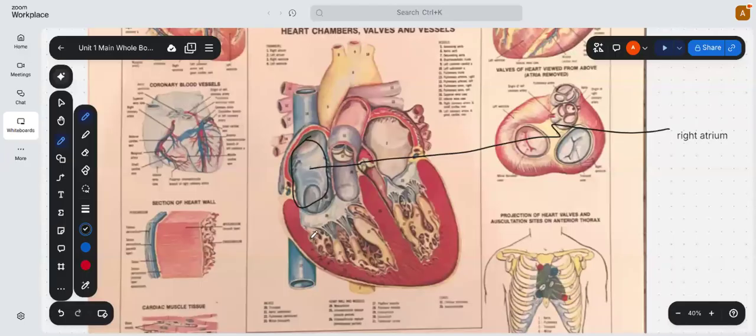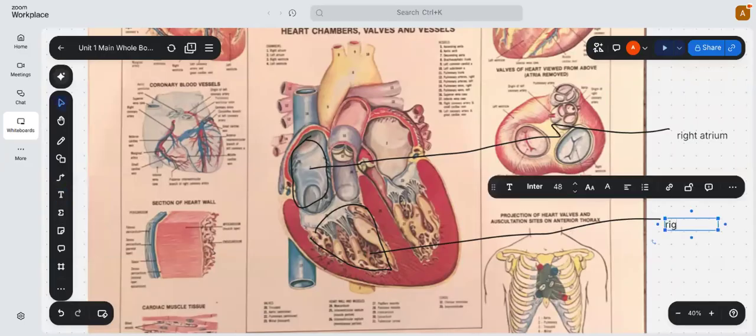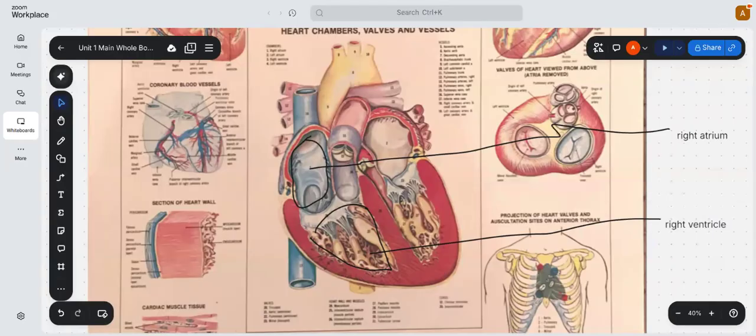A good way to remember is that ventricles kind of look like a V. You'll see over here, it looks like a V. So this portion over here would be your right ventricle. Now you may ask, how do you tell the difference between right and left with the heart? There are a couple ways, you can pick whichever one works best for you.